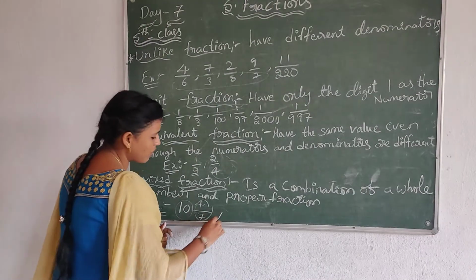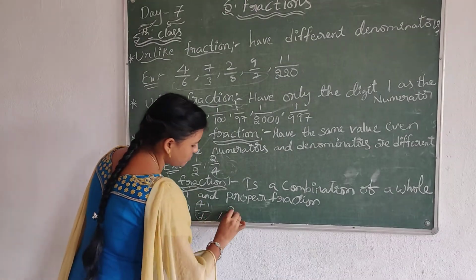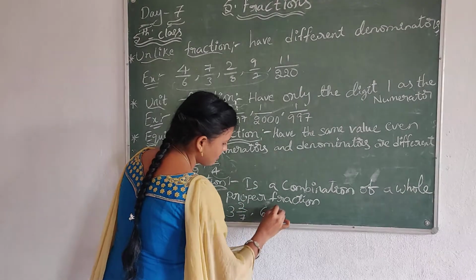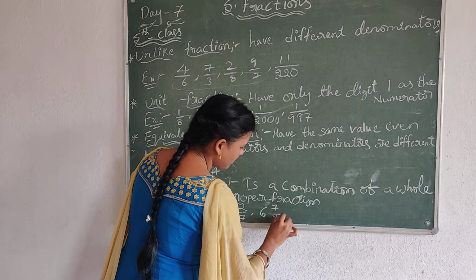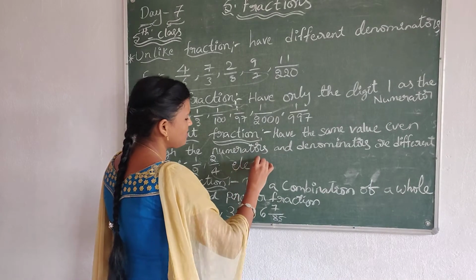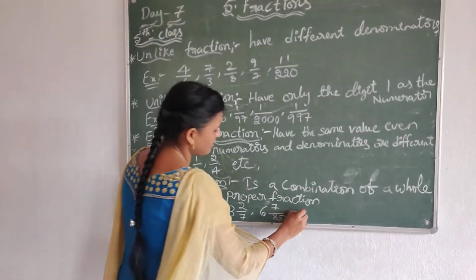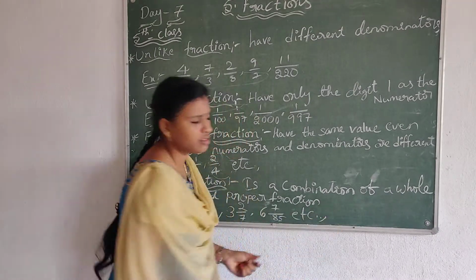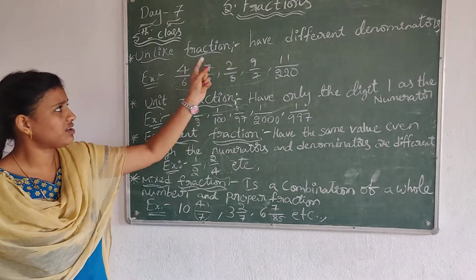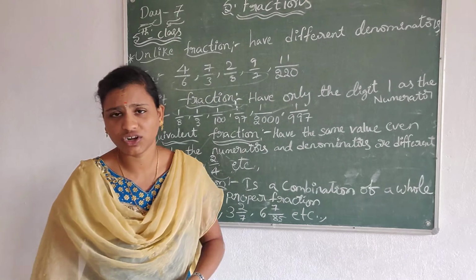For example, I will tell one more fraction. See, 3 and 2 by 7. One more, 6 and 7 by 85. These are the examples. We have a lot of examples of this type. Understood, children? Note down each and every fraction, definition and examples. You have to learn all these definitions by heart.